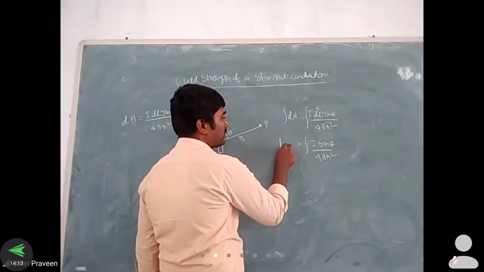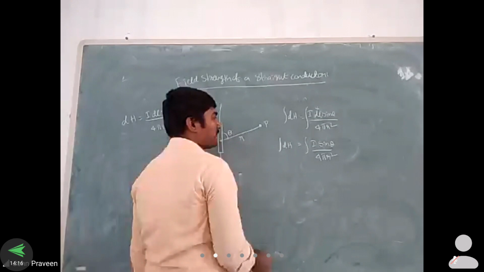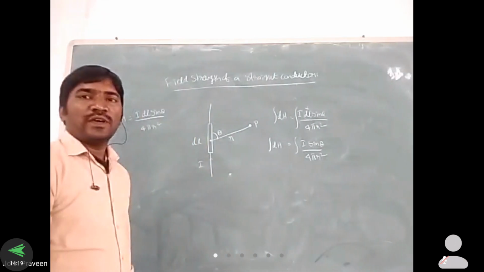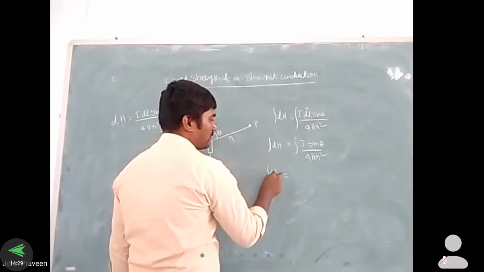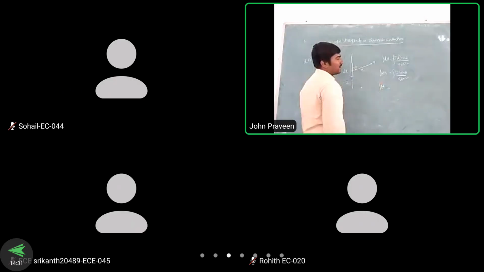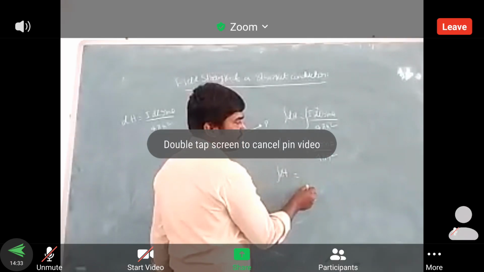So integral of dH. If you apply the integral on both sides, then the integral of dH gives us a constant, that is H. So H, we apply the integral later. So what is the constant there?